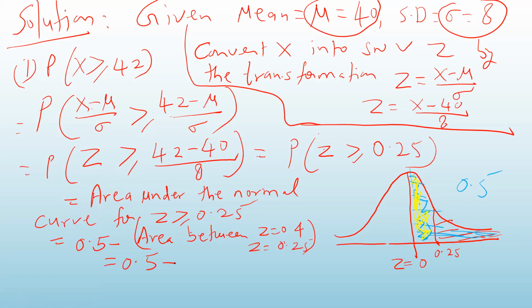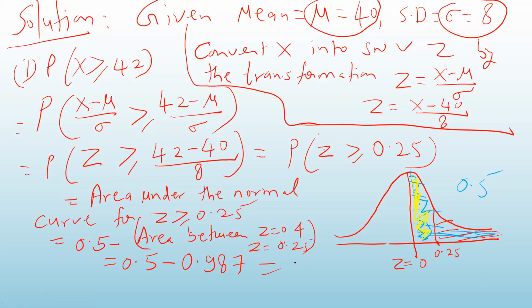So between 0 and 0.25, this area is 0.0987. It will be given to you. In the normal table, all the areas from 0 to any number are given to you, so find that out. So it is 0.5 minus 0.0987.